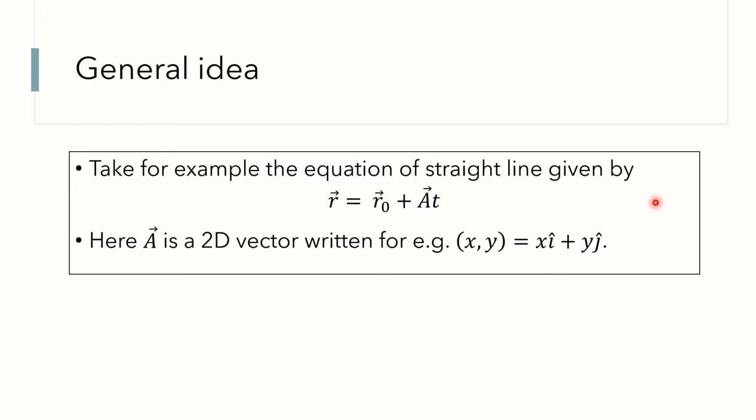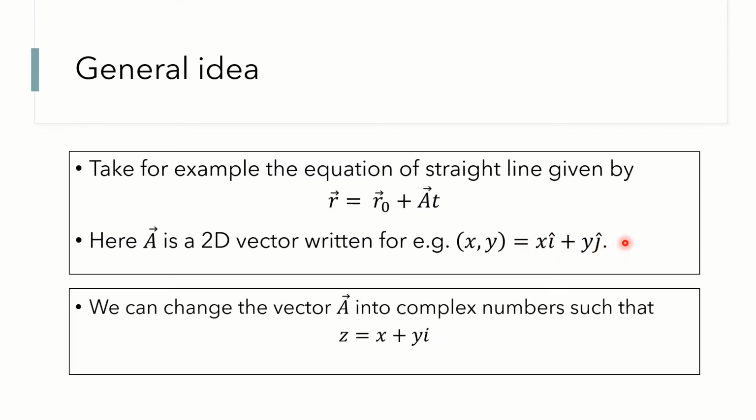Just imagine you have an equation of a straight line, where r equals r naught plus at, and you know what r naught is. This is the origin point, and a is a vector pointing in one direction, and t is a scalar. So t is an increment, for example, in one unit: t equals 1, 2, 3, 4, 5, 6, and so on. And a is a 2D vector, and for the sake of this discussion, we will write a equals xy, so you have xi plus yj, and this is my vector a.